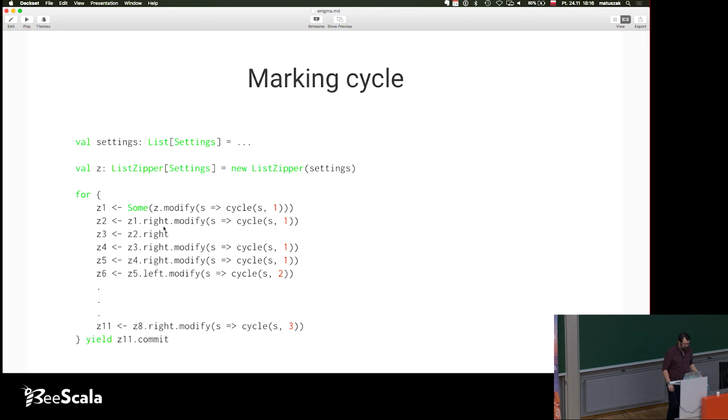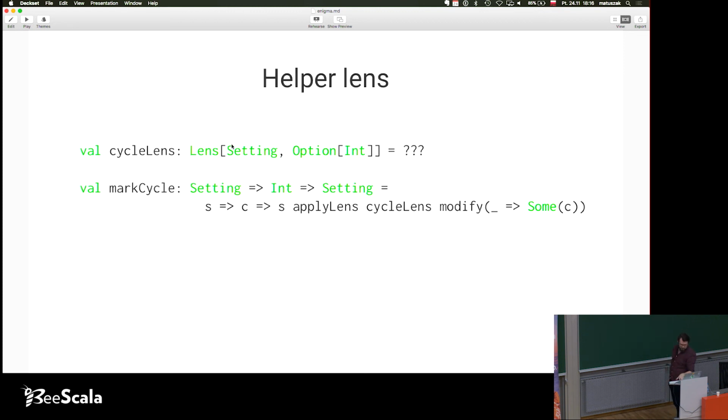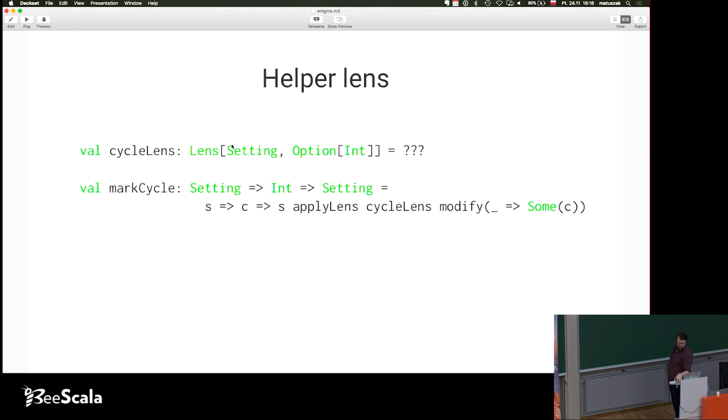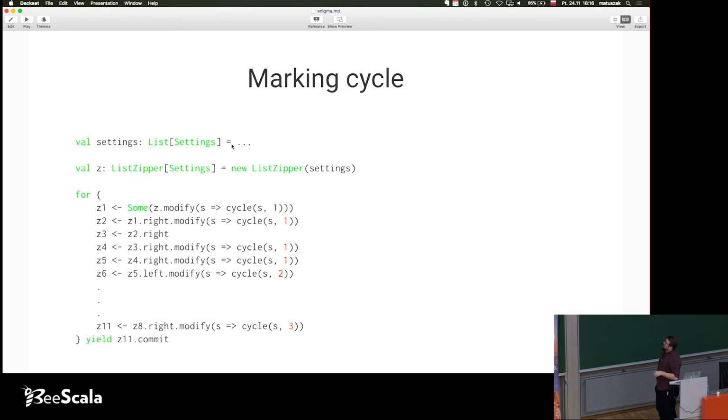And now we can start to work on our data structure. Inside the for comprehension, first we are modifying this and we are marking this as the first cycle. Then we are moving forward to the right and marking this as the first cycle. We are skipping the next one because, as you can remember from here, the third element was a different cycle, and so on and so on. When we go through our structure, at the end, we can commit this and get the original list.